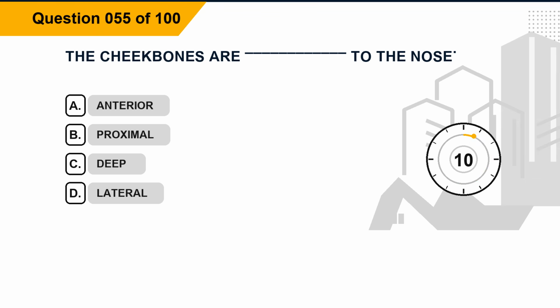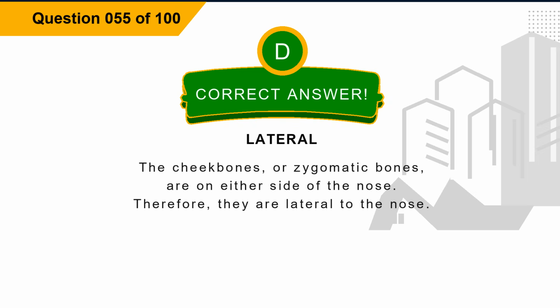Question 55. The cheekbones are blank to the nose. Option A, anterior. Option B, proximal. Option C, deep. Option D, lateral. The correct answer is option D, lateral. Explanation: the cheekbones, or zygomatic bones, are on either side of the nose. Therefore, they are lateral to the nose.